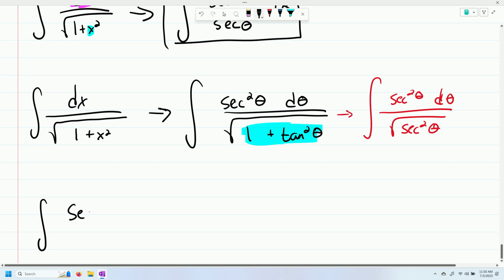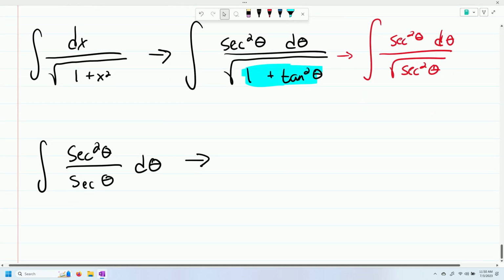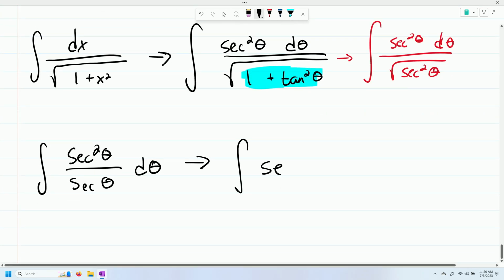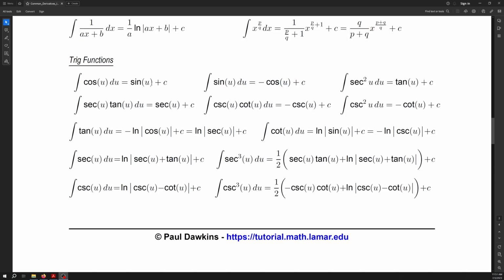So I'm just going to rewrite it. And we're just going to simplify this a little bit further. We end up with the integral of simply secant theta d theta, which is a very easy integral to find. All we have to do is just go back to our chart. So here's our chart. And the integral of secant u is right here.